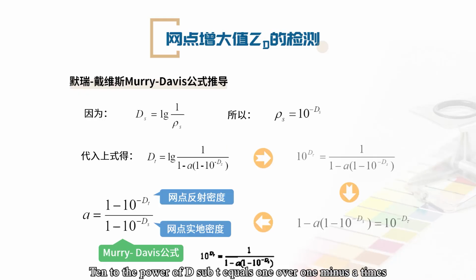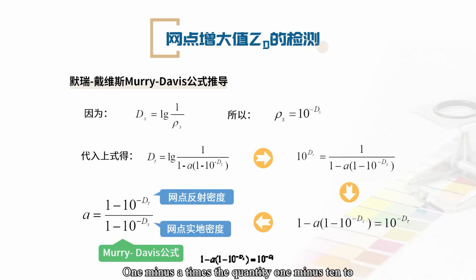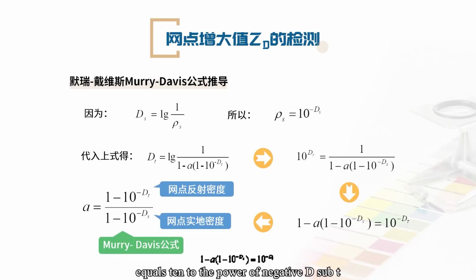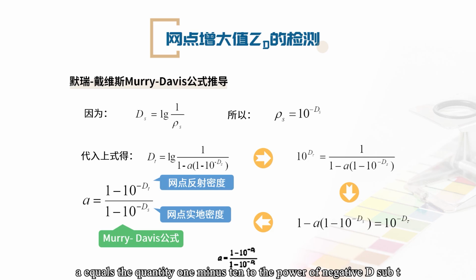10^(D_t) = 1 / (1 - A(1 - 10^(-D_s))). So 1 - A(1 - 10^(-D_s)) = 10^(-D_t). A = (1 - 10^(-D_t)) / (1 - 10^(-D_s)).